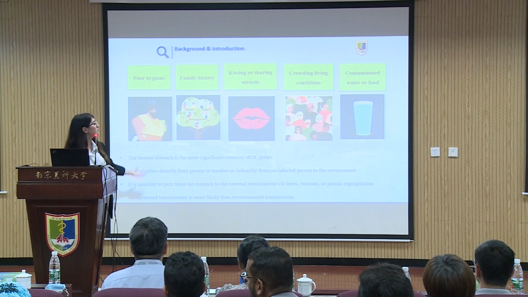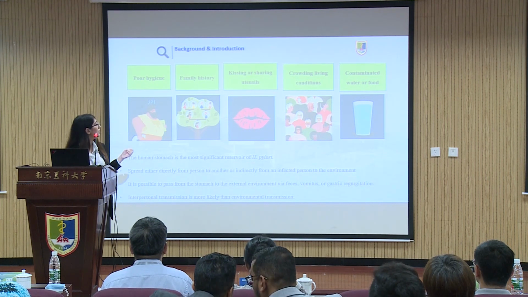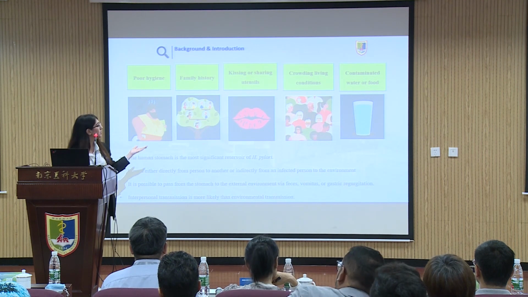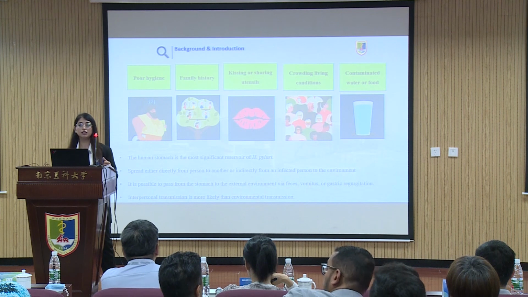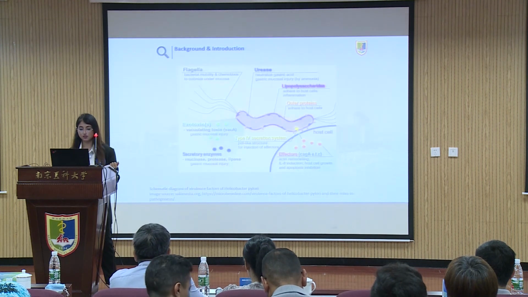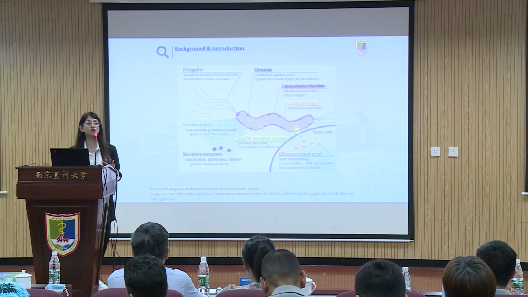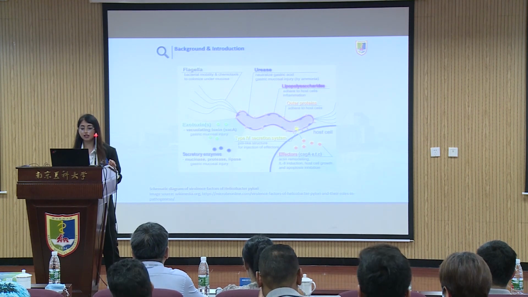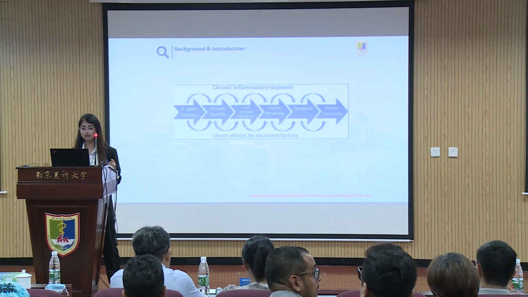By poor hygiene, family history: if someone has it, there are more chances you can get the infection. And by kissing or sharing utensils, crowded living conditions, and contaminated food or water resources, they are all causes of this infection's transmission. These are some of the virulence factors which make this infection more lethal, like flagella, urease, some CagA and VacA proteins, some enzymes, and some exotoxins, etc.